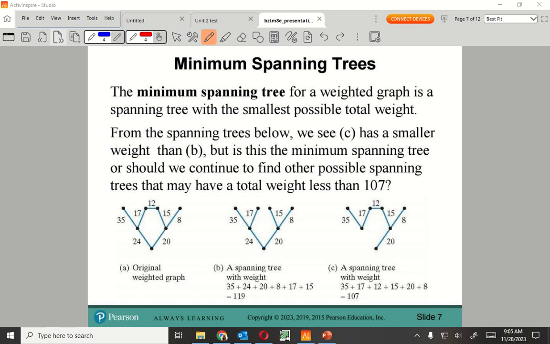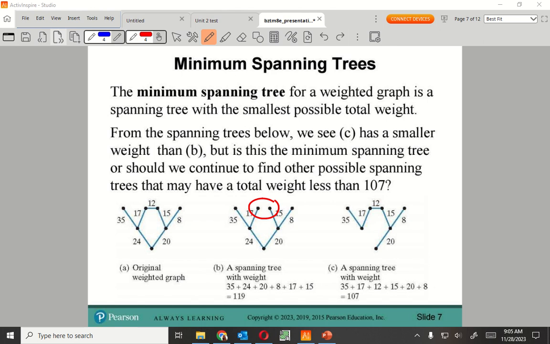All right, so again with this, minimum, smallest number. What if it said maximum? The biggest number. It would be looking for the biggest number for each one of these. From the spanning trees below, we see that C has a smaller weight than B. By weight, that means we're taking each one of the pathways from the two that we did earlier in yesterday's notes. We had this one right here where I was able to remove that section, and the weight there was 12.